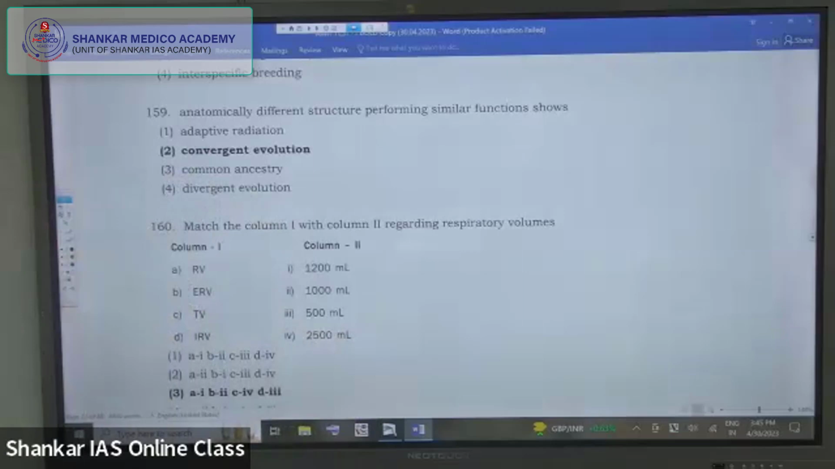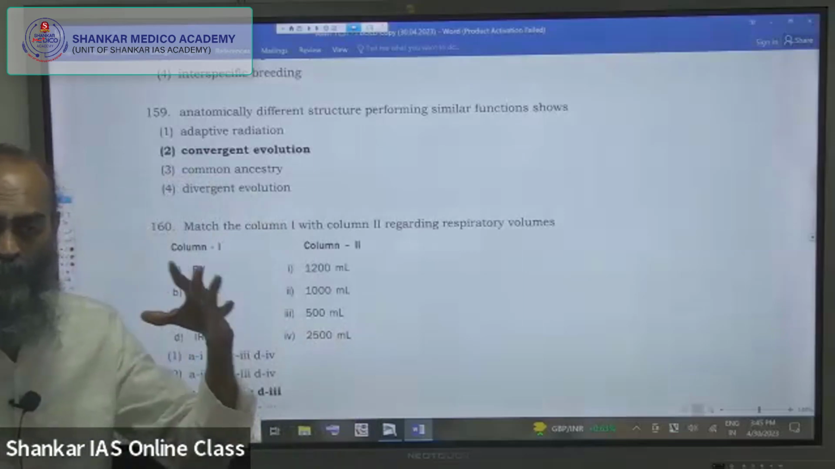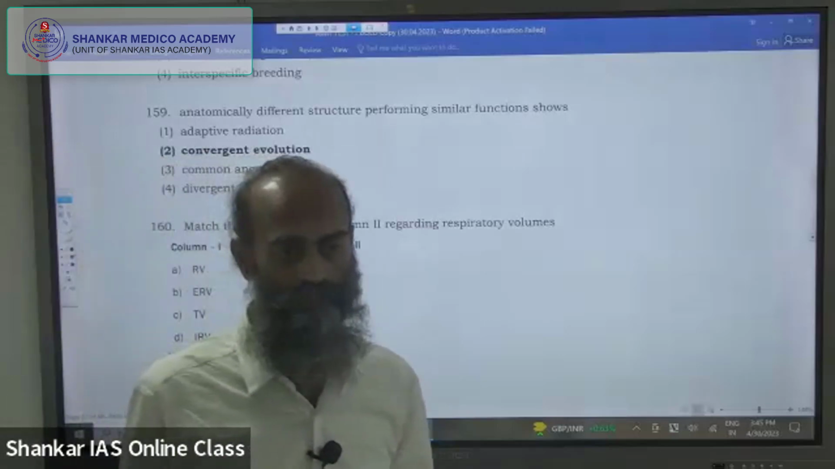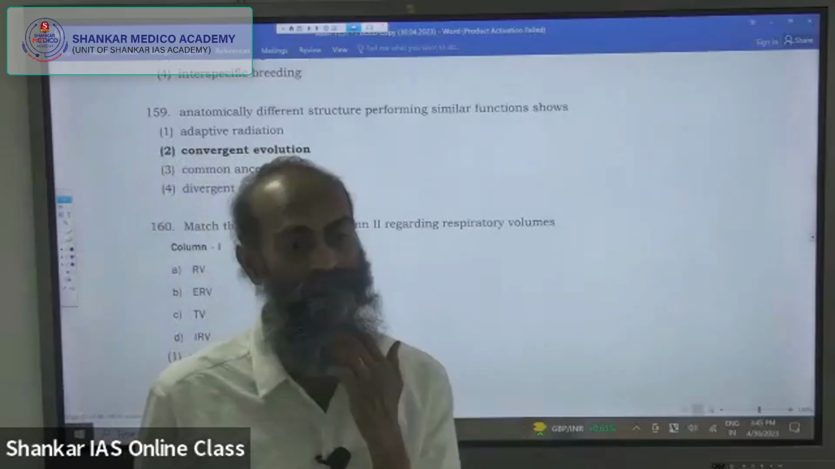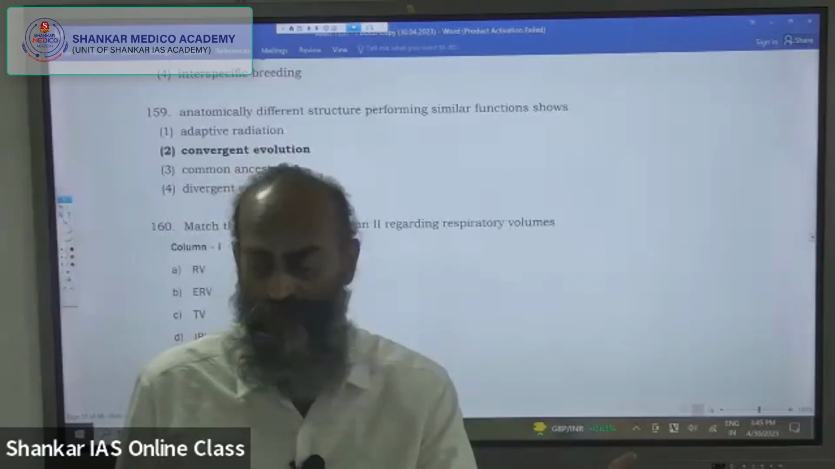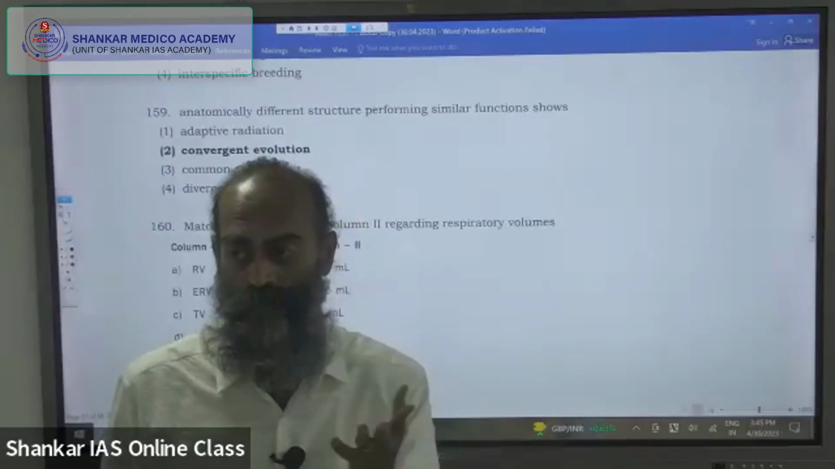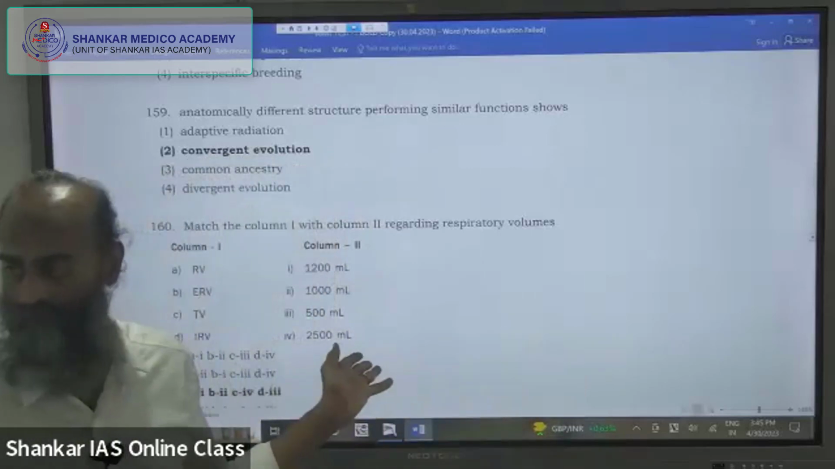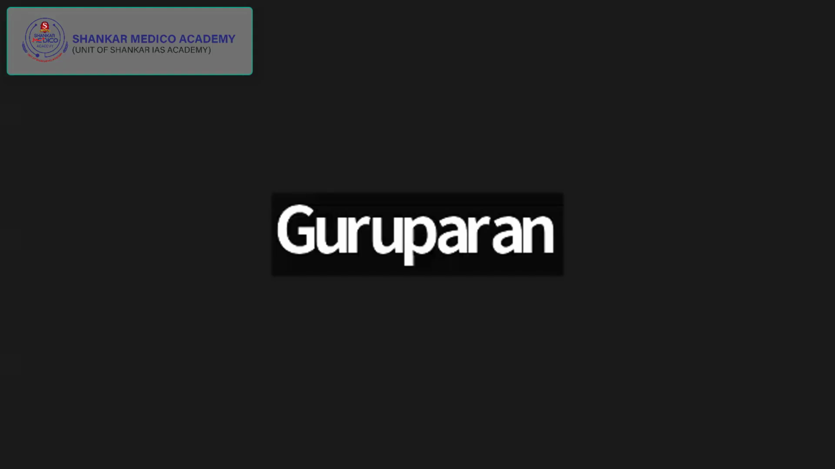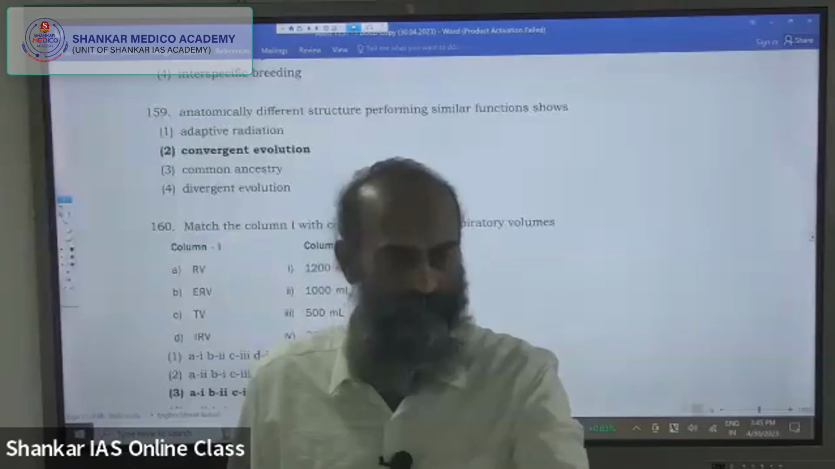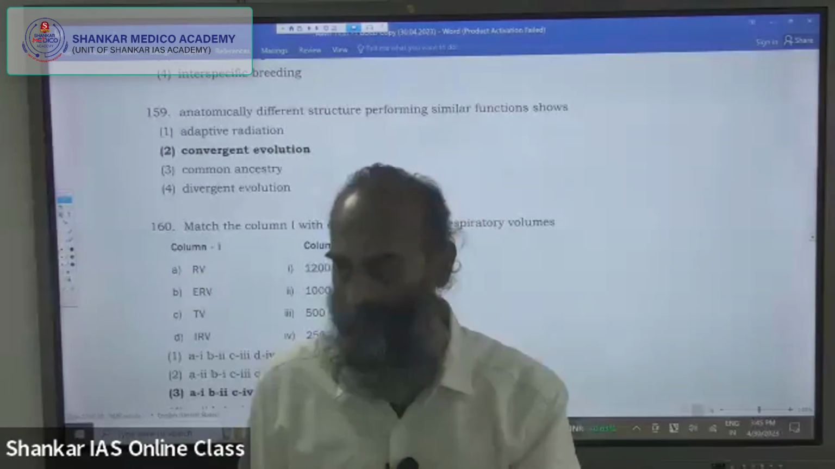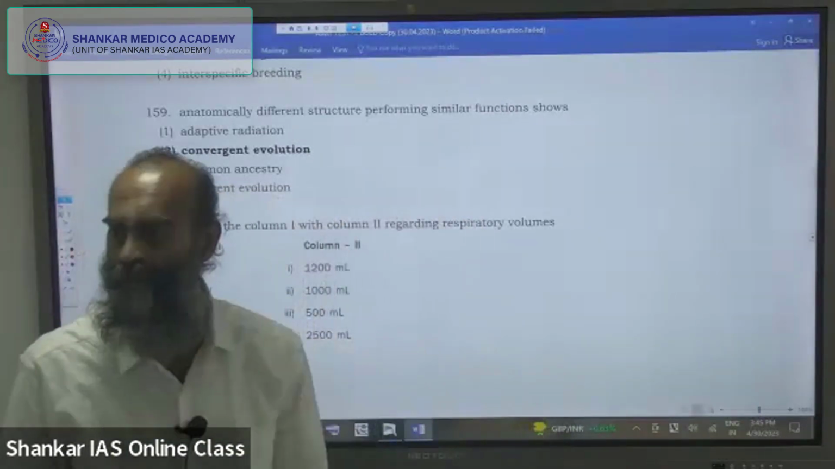Convergent evolution reveals which key point of Darwinism? Natural selection. Very correct. And branching descent explains? When natural selection is explaining convergent evolution, then branching descent will explain what? Divergent evolution. See, branching descent means common ancestor. Don't confuse. Branching descent is because of common ancestor. Common ancestor means homology. Homology means divergent evolution. Got it?